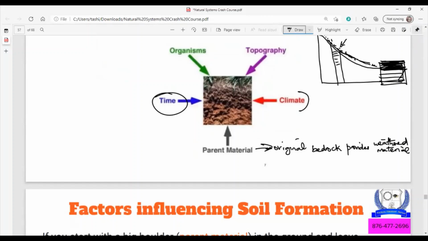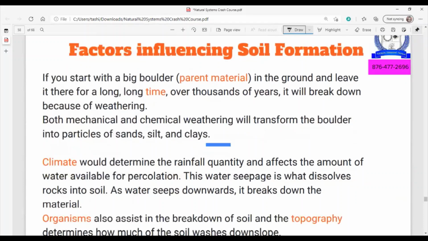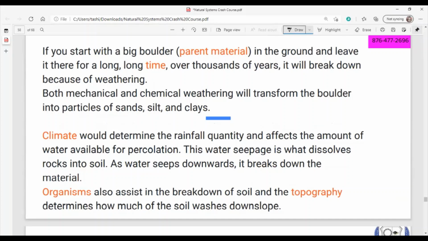All right, so we're going to look at climate a little further. I want to show you a diagram where climate is concerned for you to see how climate actually intricately influences the type of soil that we have. So let's look at the other factors first. If you start off with a big rock, which is our parent material, the big boulder, leave it there for a very long time, it will break down because of weathering. So this we know already. It's exactly what we just discussed. Both mechanical and chemical weathering will transform that boulder into different size particles, different size sediments. So I would end up with sand size particles, silt size particles, and clay size particles.